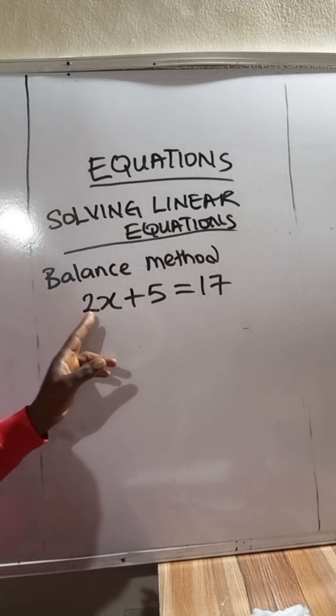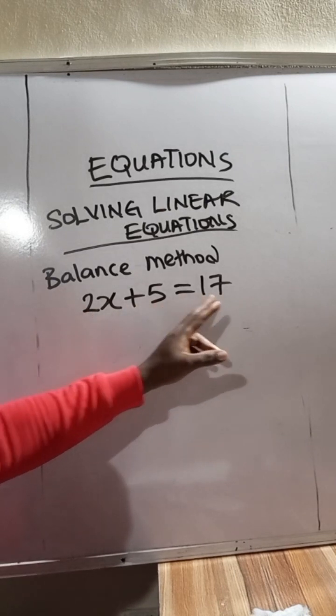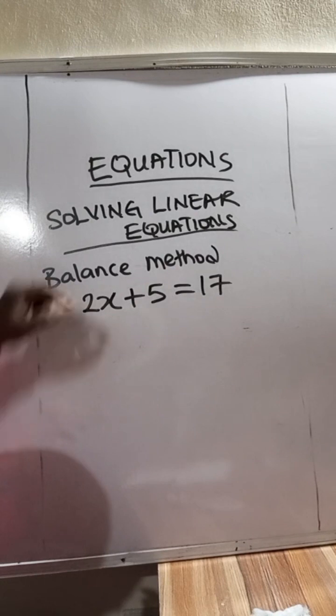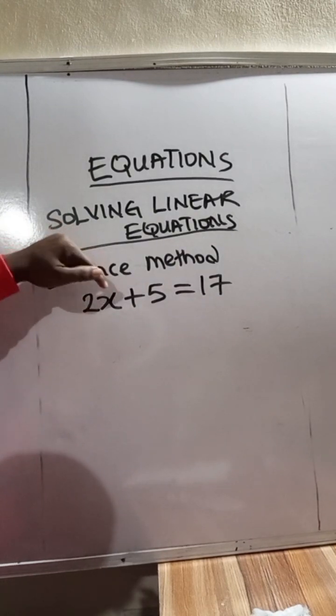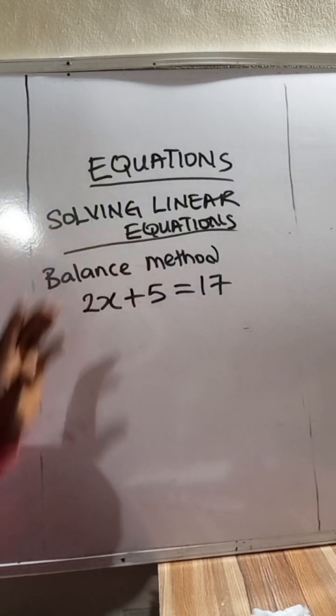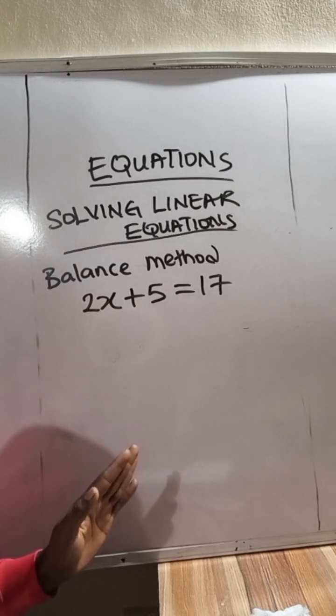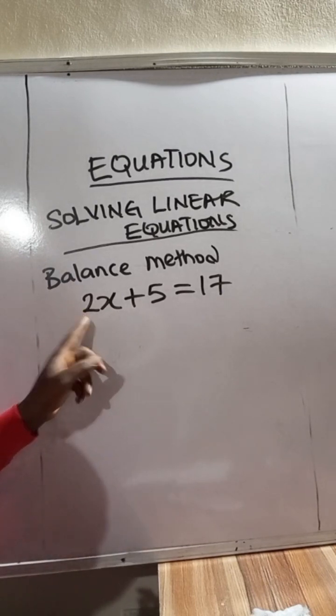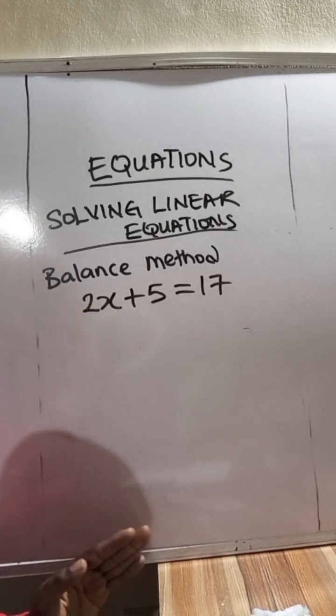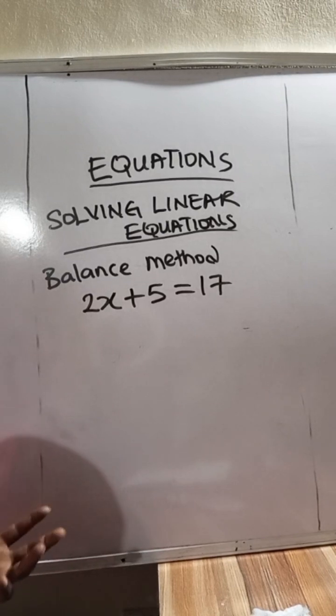Okay, here we have 2x plus 5 is equal to 17, but we want to solve for x. This means plus 5 has to be eliminated from the left side. 2 also has to be eliminated from the left side. Then how do we do that? How do we get that done? The way to get that done is to introduce the opposite of those values.